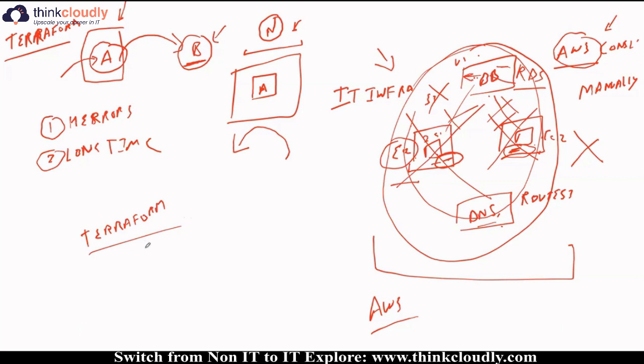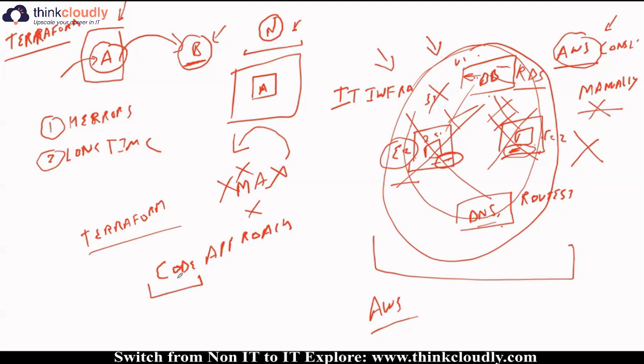What happened with the help of Terraform? Terraform is not a manual approach. I repeat, it's a code approach, CODE approach. So there is a difference between manual approach and code approach. It means now with the help of Terraform, I will not go and create the complete infrastructure in AWS manually. I will write the code, and with the help of code, I will be able to create this whole infrastructure.